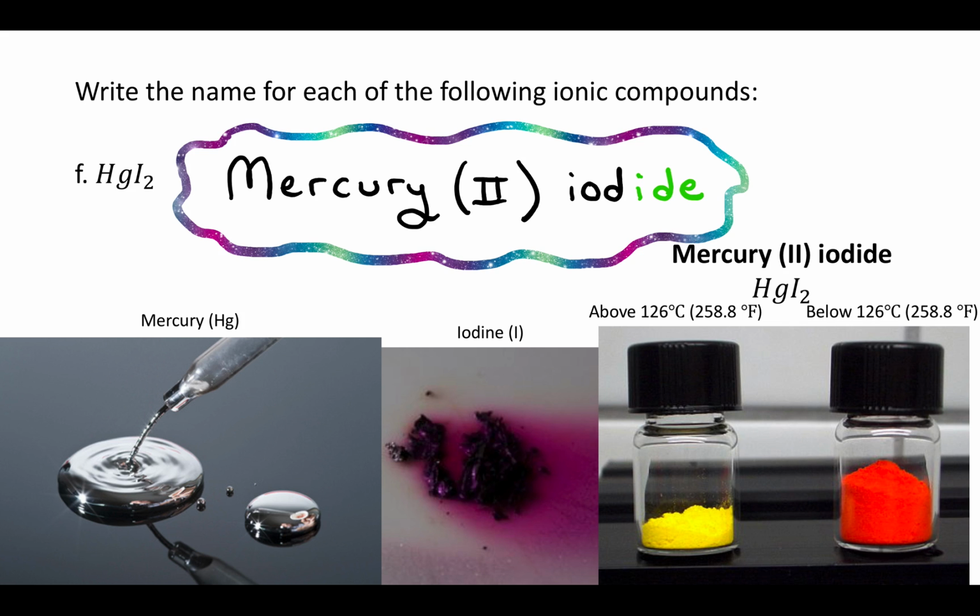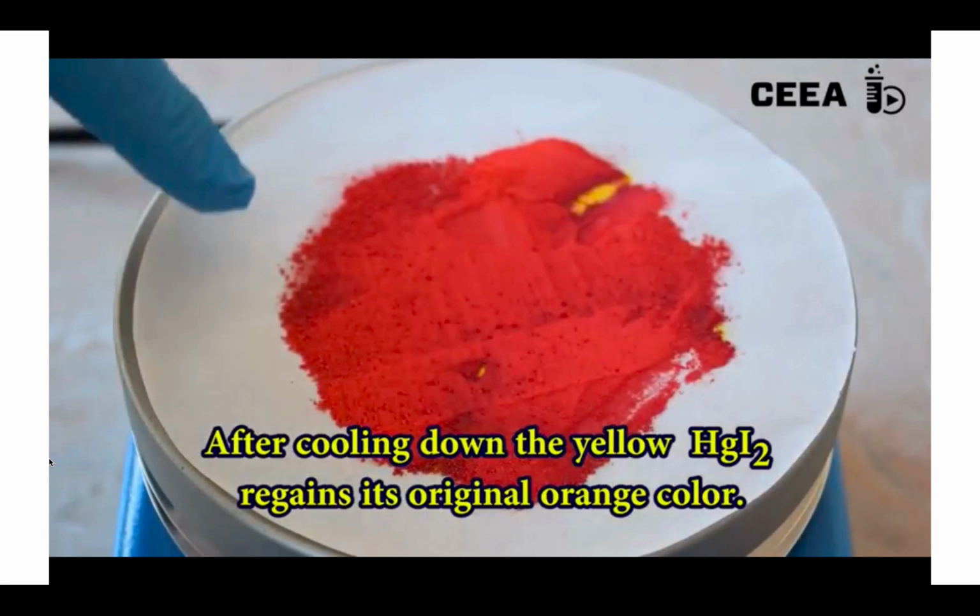Now, mercury(II) iodide is a different color at different temperatures. This is a common thing in lots of molecules. It's called thermochromism, when a molecule will change color with temperature. And it's the way that, say, mood rings work. They just have molecules in them that change color depending on the temperature.